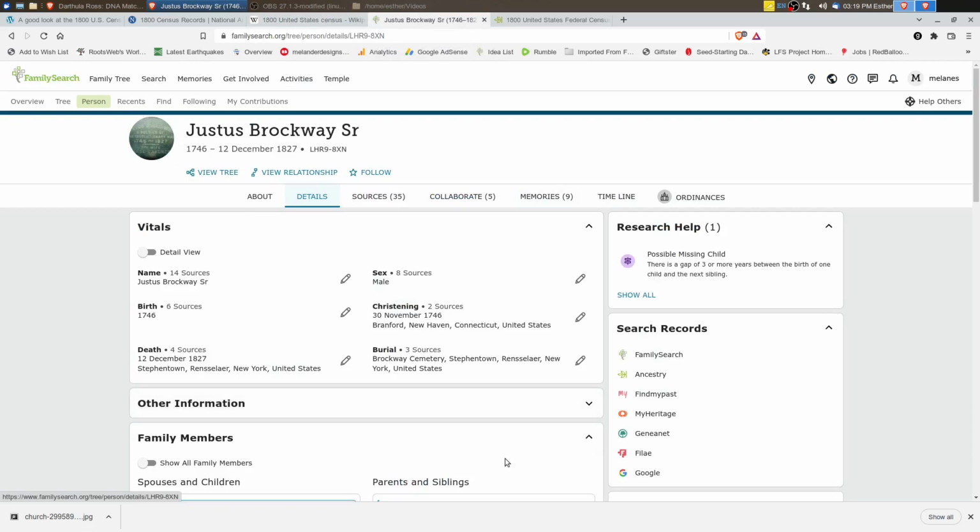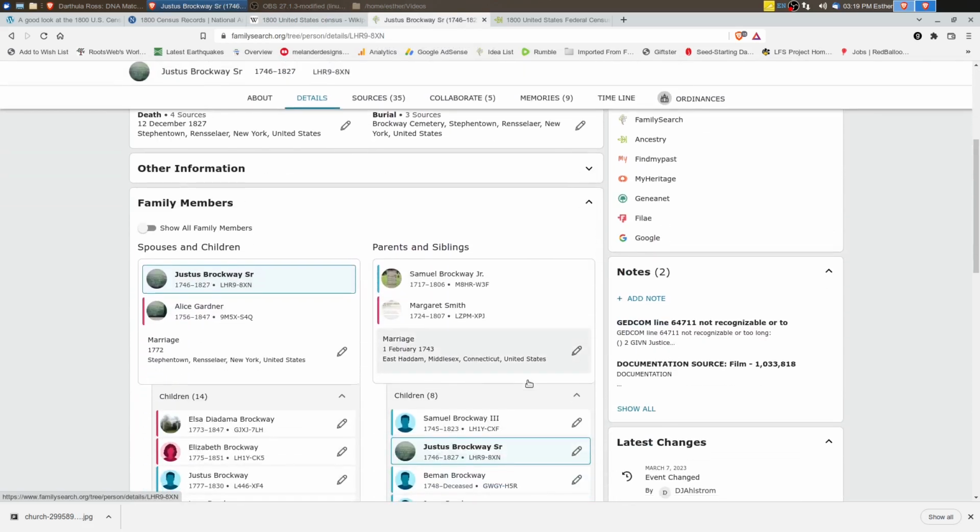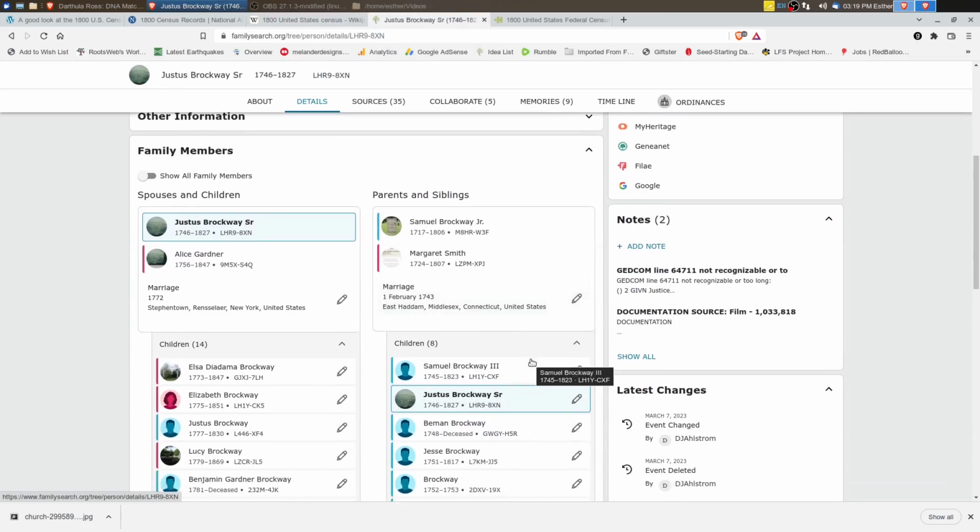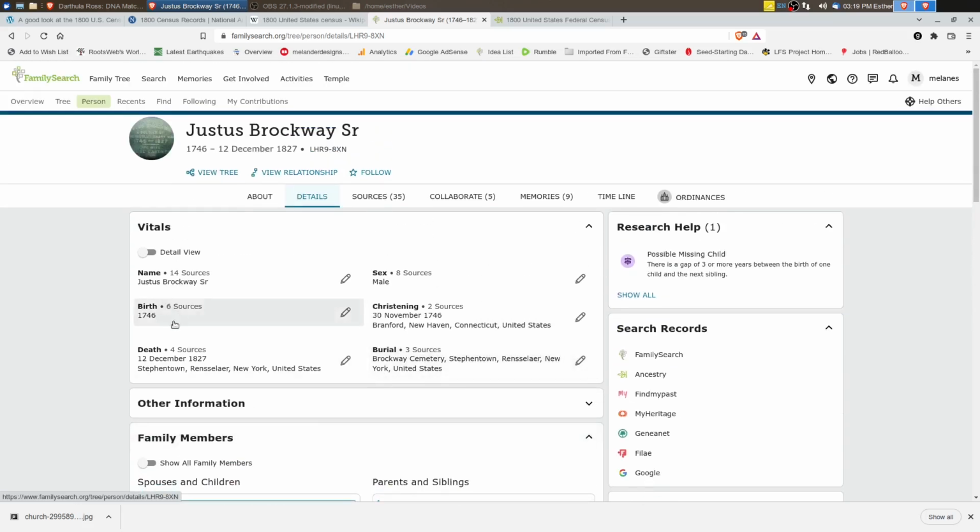And this is Justus Brockway. He is the son of Samuel Brockway and Margaret Smith, who I talked about in my previous video. Justus was born in Connecticut. I think it's reasonable to assume that's probably where he was born. And his christening is also in Connecticut. And then Justus migrates to New York, to Steventown, New York. And that's where he dies.